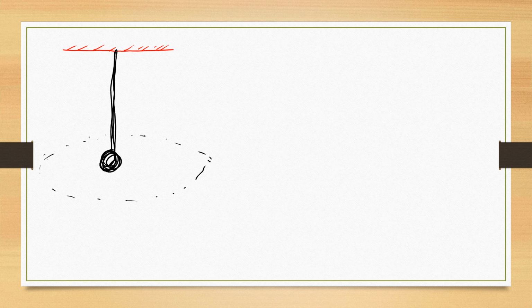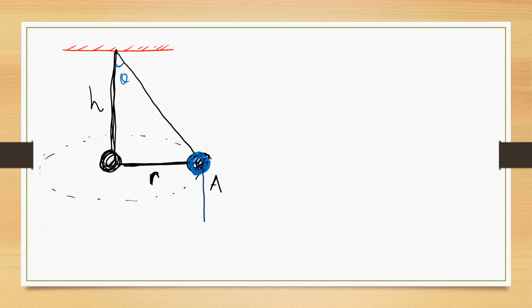Now consider a situation when this pendulum is at this position A, right? Let's say this is the length of the pendulum, and the radius of the circle being traversed by this pendulum is r. At this particular situation, let's say this angle is theta, right? Now we are going to look at all the forces that are acting on this pendulum.